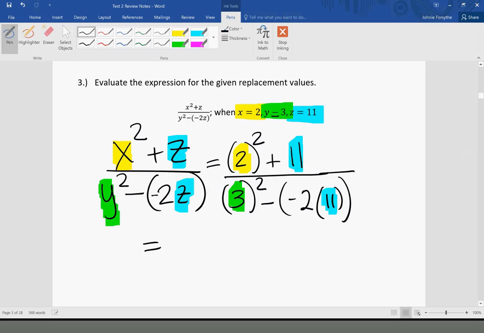So now from here, let's take care of the numerator. So 2 squared is 4 plus 11. And at the bottom, I have 3 squared, which is 9, 3 times 3, minus, in the parentheses here, I have negative 2 times 11, so that's going to be negative 22.